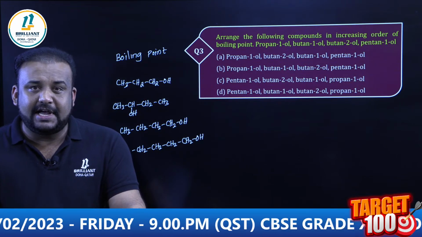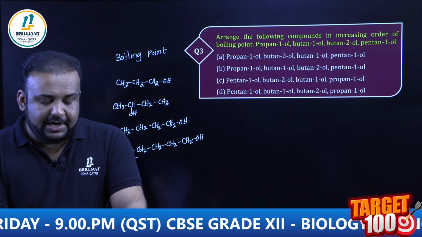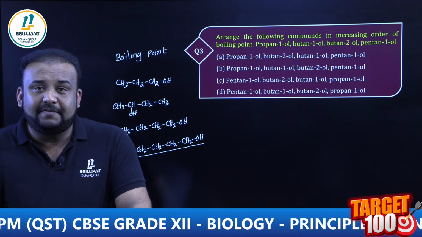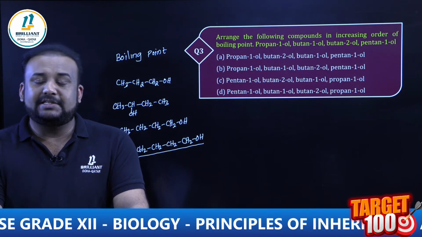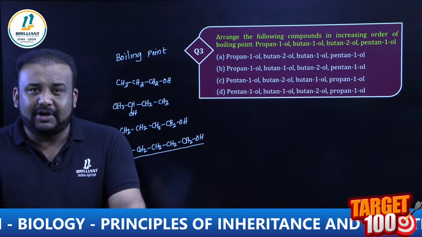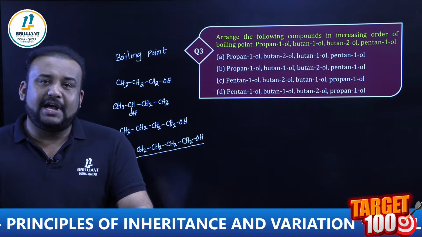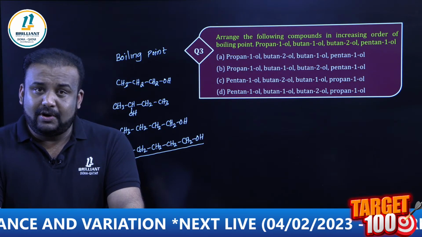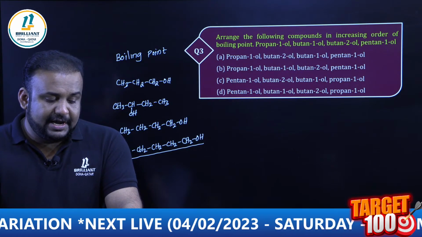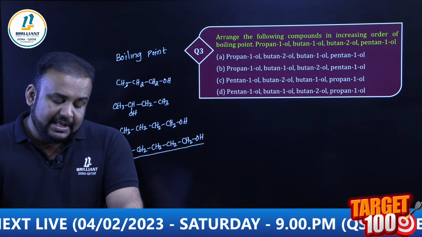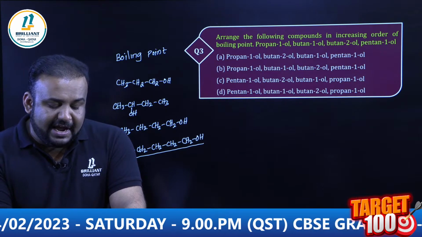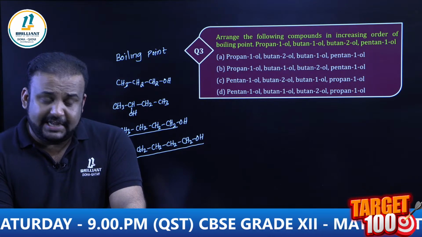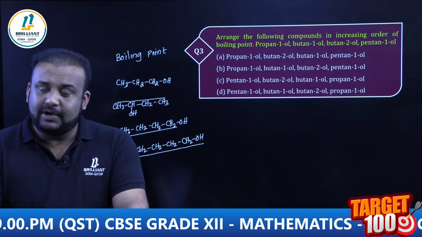So here you can see that the longest carbon chain will have the highest boiling point. It has more surface area, it has more molecular mass, and thus it will have the highest degree of intermolecular forces. So pentan-1-ol is going to have the highest amount of intermolecular forces. Then who will be coming next? Then we have 4 carbon chains. Even this has 4 carbon, this also has 4 carbon.